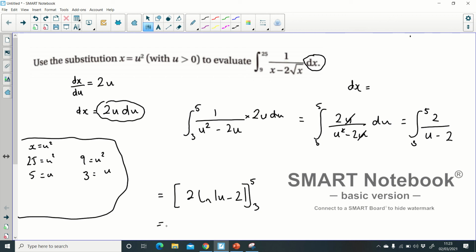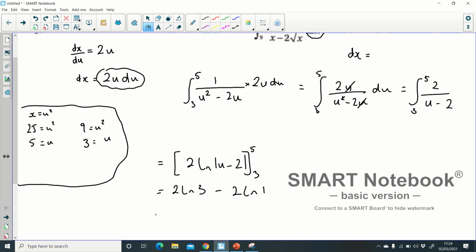When I substitute the limits in, it's 5 going in there and 3 going in there, so it becomes 2 ln of 3, because 5 minus 2 is 3, take away 2 ln of 1. Anything that is times ln of 1, well, ln of 1 is 0. So the answer is just 2 ln of 3. Now you can type that into a calculator and it'll give you that answer.